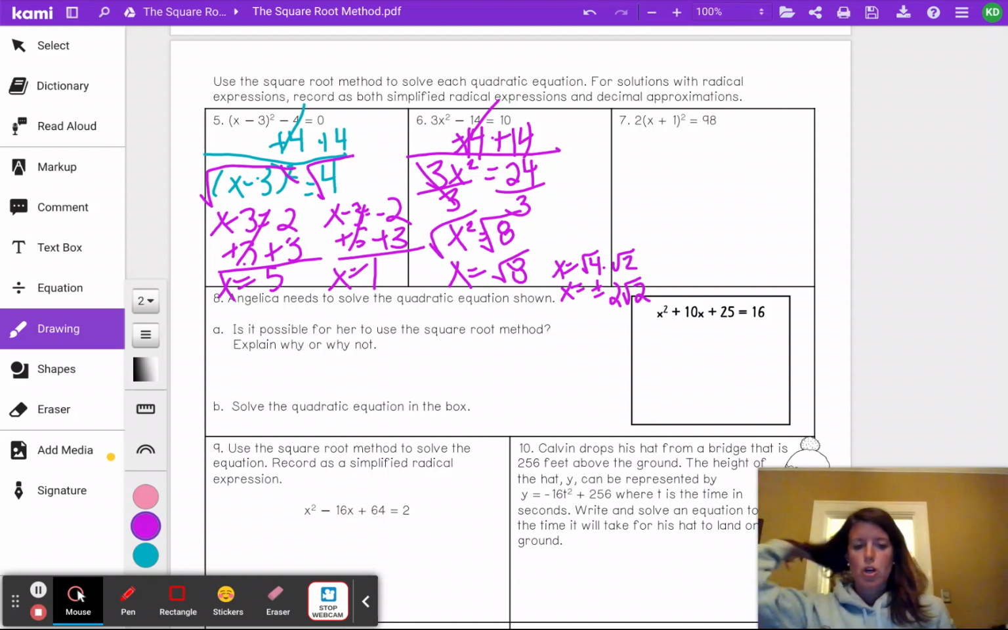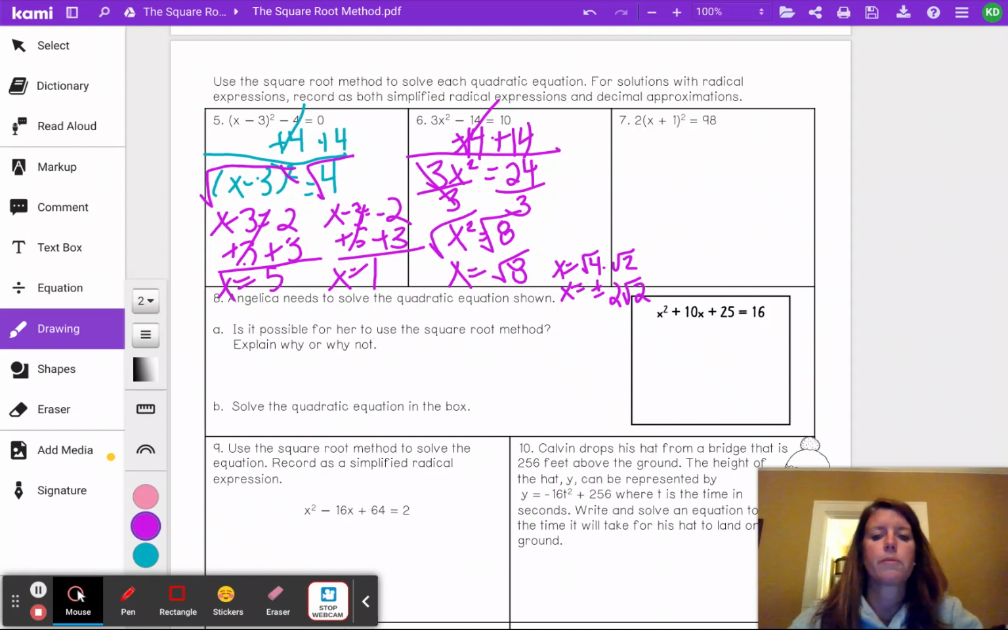All right. Number 8. So let's look. Angelica, what a name, needs to solve the quadratic equation shown. Can she use the square root method? I almost just gave away the answer. Explain why or why not.